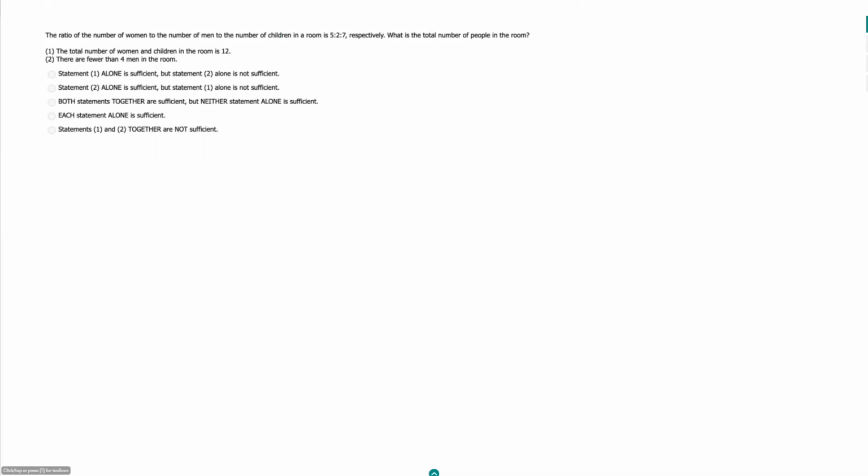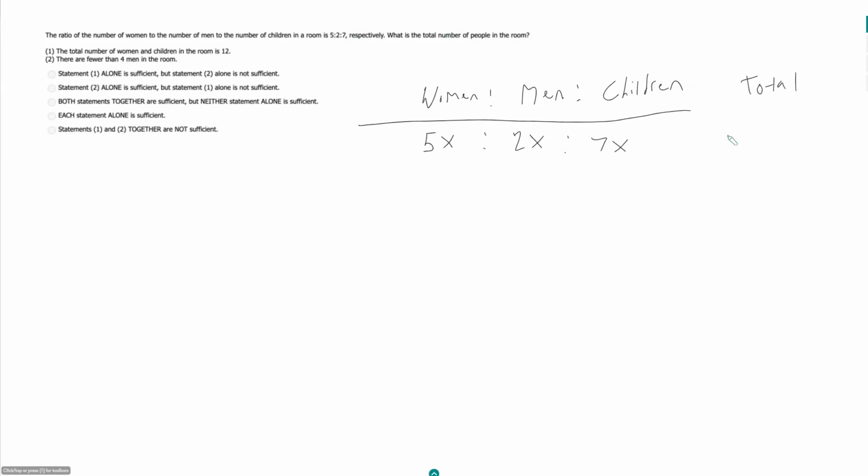So we've got women to men to children. And in a ratio, I like writing this: I've got 5x women, 2x men, and 7x children. And in total, I have 14x people.